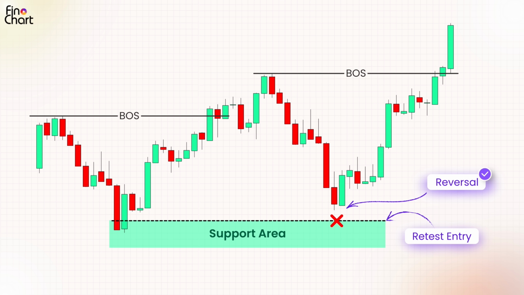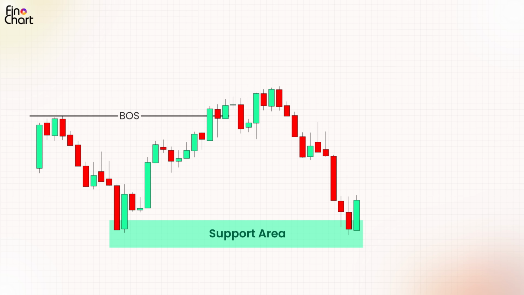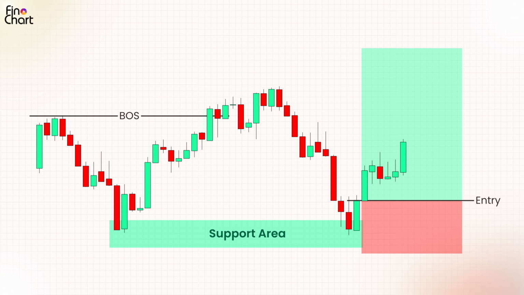Sound familiar? Now on the flip side, some of you do catch the retest. You enter the trade, price bounces for a second, and then smashes straight through your support level like it was never there. Your stop loss got hit, and you're wondering, what just happened? That level was supposed to be support.